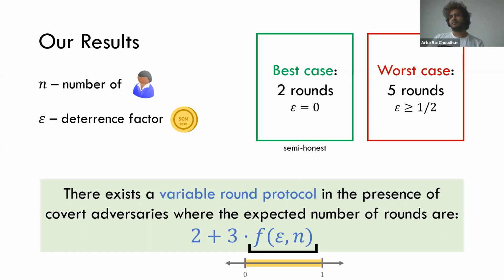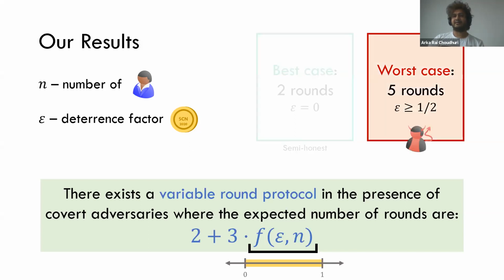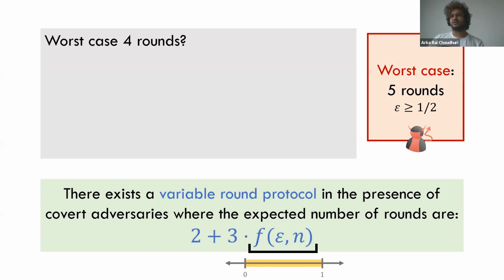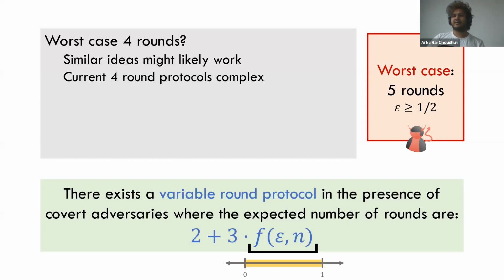It should be noted that both the best and worst case are for honest participants, and an adversarial participant can always force a 5-round protocol and can actually do so without being detected. So this is a problem. Can we at least mitigate this by having a worst case protocol of 4 rounds? It turns out that similar ideas to our work can apply to 4-round protocols, but given the complex nature of current 4-round constructions, there's a little more work there.